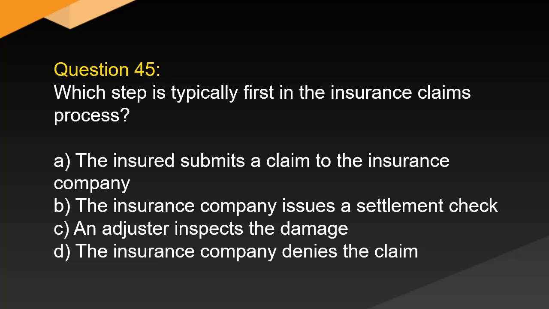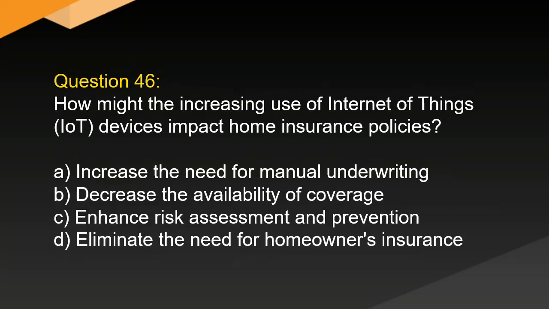A. The insured submits a claim to the insurance company. B. The insurance company issues a settlement check. C. An adjuster inspects the damage. D. The insurance company denies the claim. Question 46. How might the increasing use of Internet of Things devices impact home insurance policies?